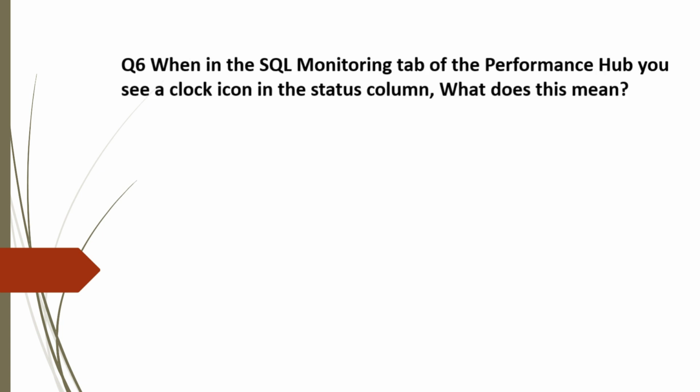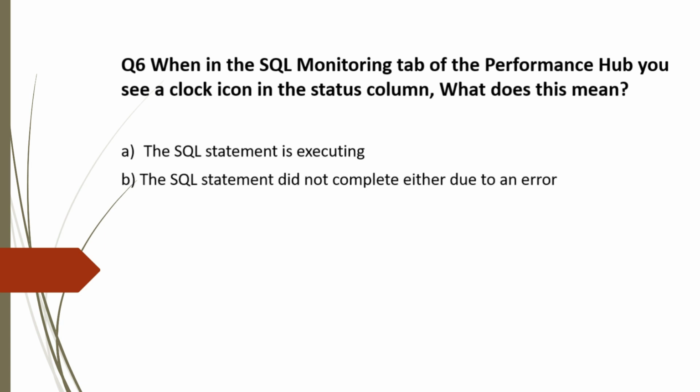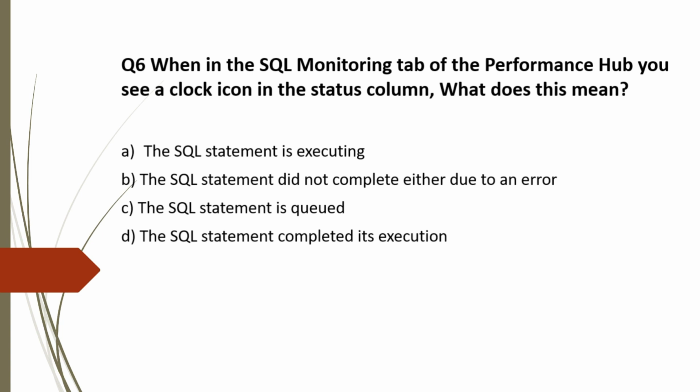Question 6. When in the SQL monitoring tab of Performance Hub, you see a clock icon in the status column. What does this mean? And the options are A, the SQL statement is executing, B, the SQL statement did not complete either due to an error, C, the SQL statement is quit, and D, the SQL statement completed its execution.